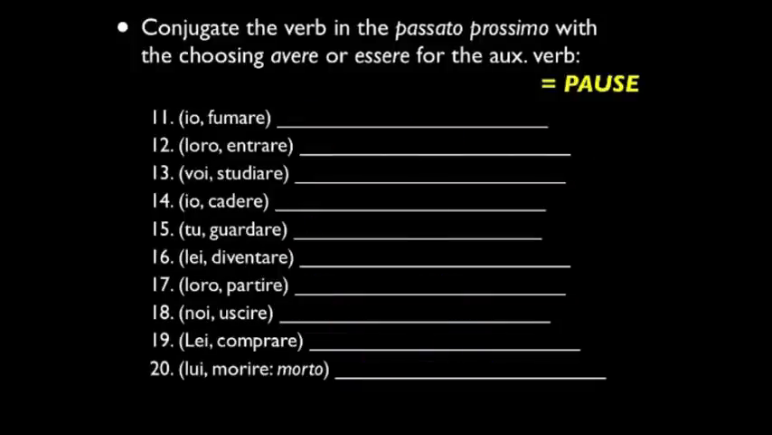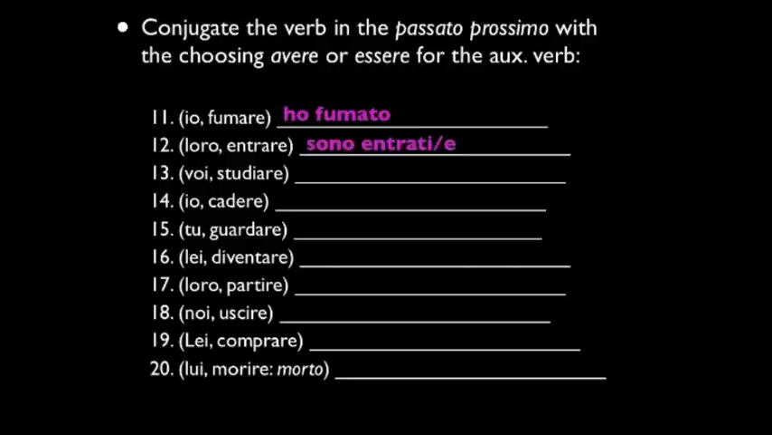Okay, same thing here. Pause the video, and when you're done finishing these exercises, I will give you the answers. Okay, number 11, io fumare, I smoked, ho fumato. 12, loro entrare, that is, sono entrati or entrate. 13, voi studiare, avete studiato. 14, io cadere. Remember that's in the house of essere, so that's sono caduto or caduta.